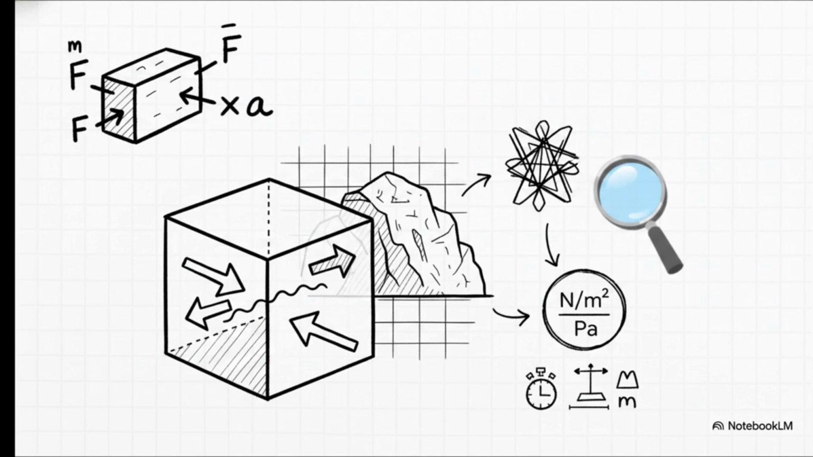So we define stress as the amount of force per unit area, typically measured in newtons per square meter, or pascals. And since we're dealing with forces distributed over an area, stress is actually a tensor, not a simple vector, with dimensions of mass over length times time squared.